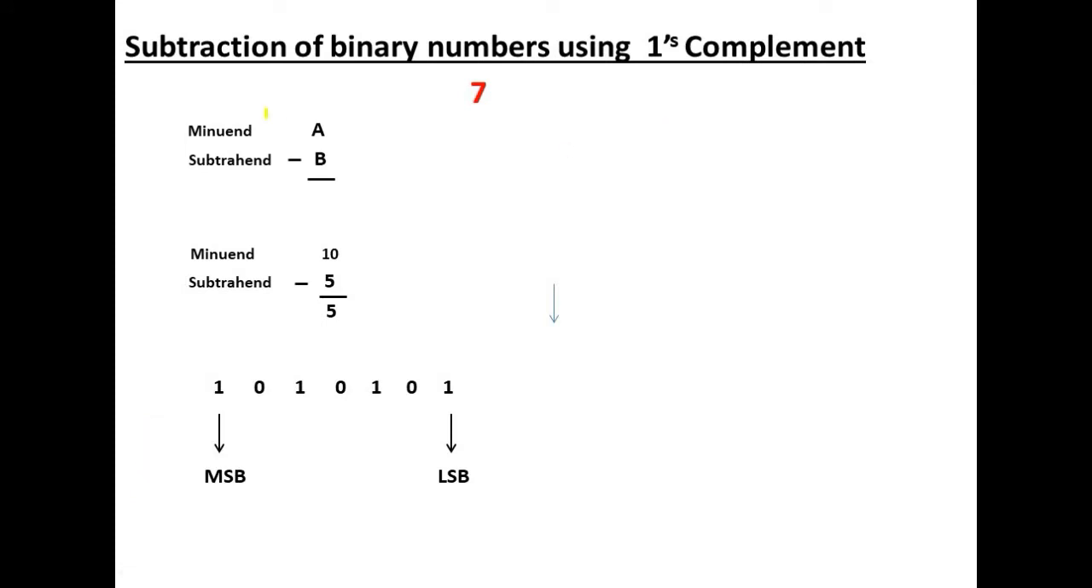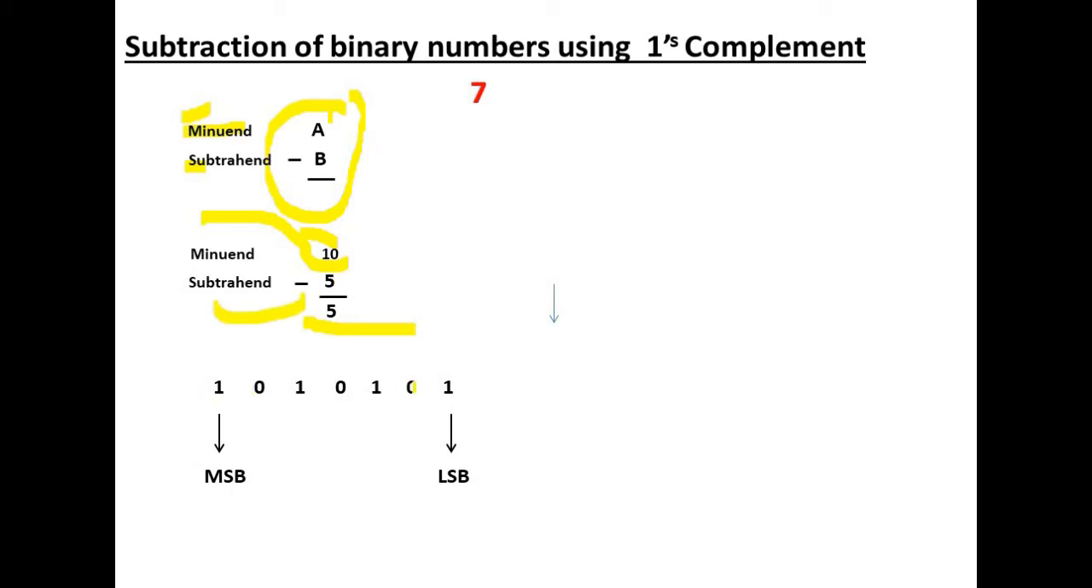First, let us understand what is minuend and what is subtrahend. Here I have written a minus b. The first term a is called the minuend, and the second term b is called the subtrahend. Such as 10 minus 5, which results in 5. So this 10 is the minuend, and this 5 is the subtrahend.